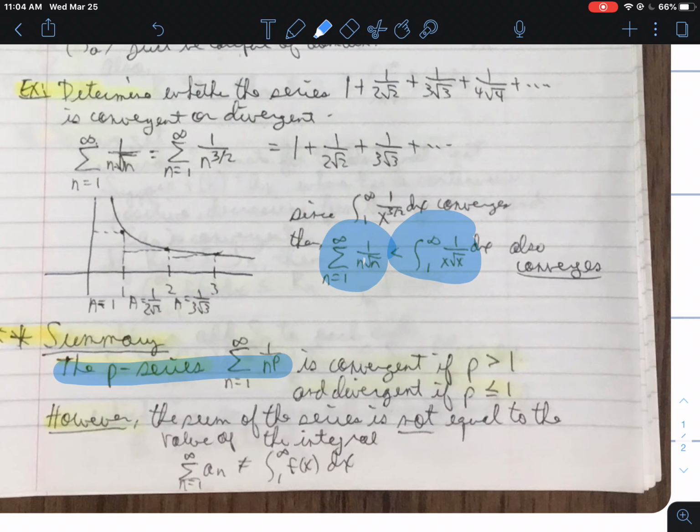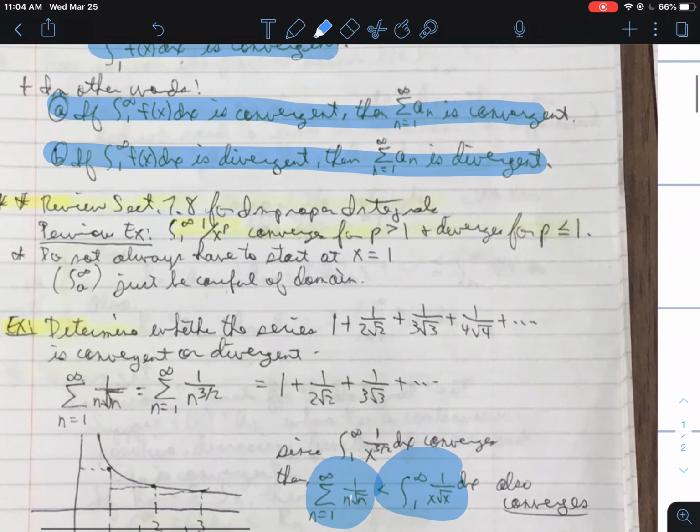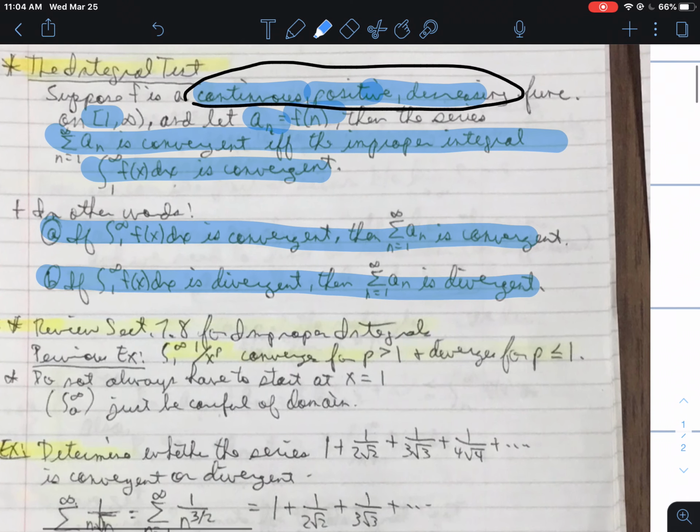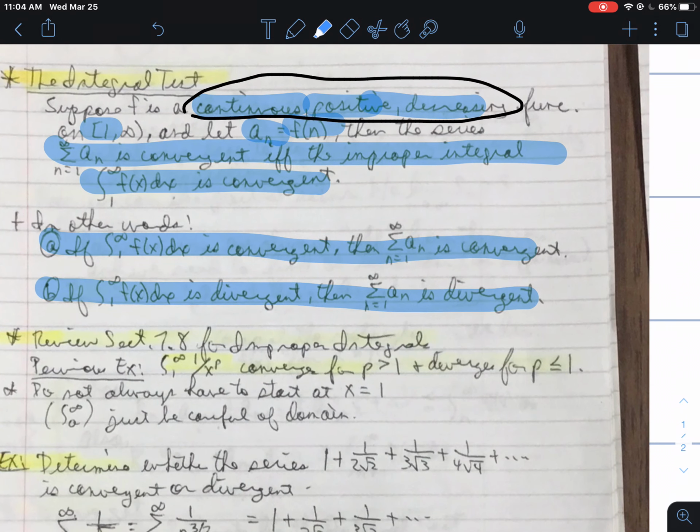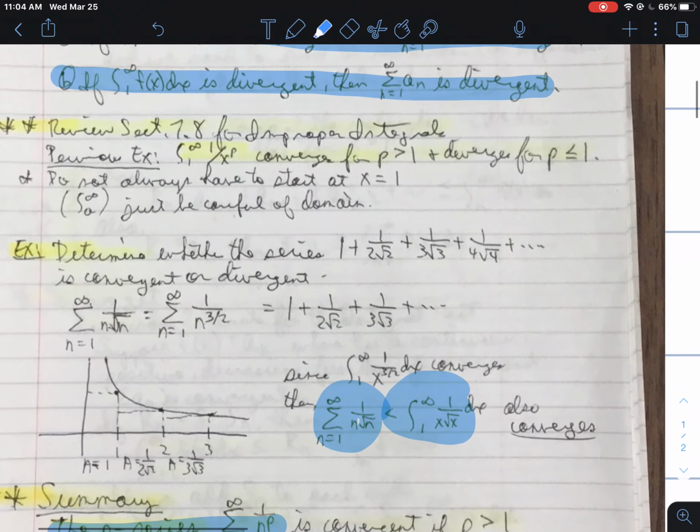So you don't have to do any fancy footwork here. I have a series that fits that format, so we can make that direct observation. You don't have to go through any fancy process. Otherwise, though, this integral test can be used for other functions or other series where their corresponding functions meet those three requirements: continuous, positive, and decreasing.